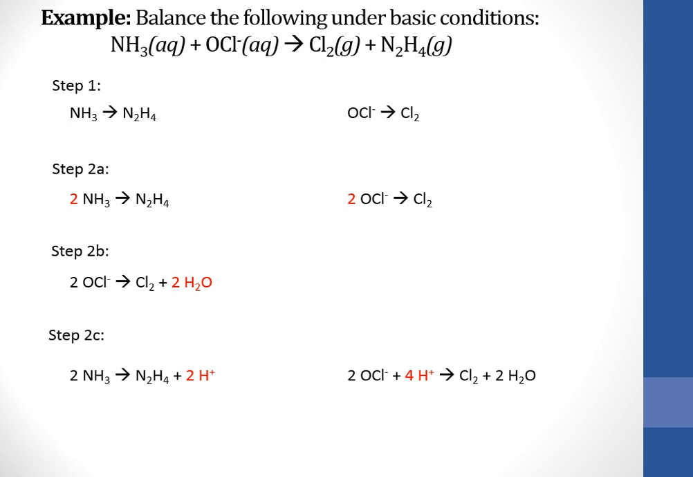In step 2c, we now need to add H+ to balance out the hydrogens. In the first half reaction, we need to add 2 H+ to the product side because there's only 4 hydrogens in N2H4, but there are 6 hydrogens with the 2 ammonias. In the second half reaction, we need to add 4 H+ onto the reactant side because there are 4 hydrogens in the 2 water molecules that were added from step 2b.